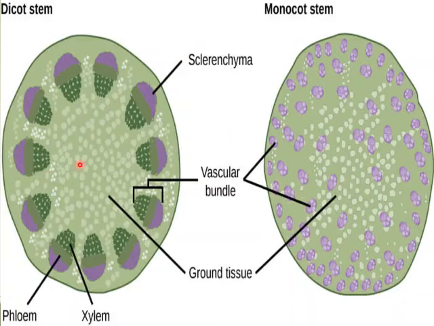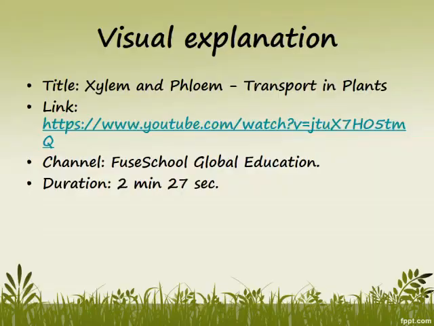Here we can see the difference between their cells, and this is the magnified image of the monocot stem and dicot stem. There are different sclerenchyma cells and vascular bundles. But for now, you need to understand what phloem and xylem tissues are, and together they are called vascular bundles. Later, these things will be discussed in the higher classes.